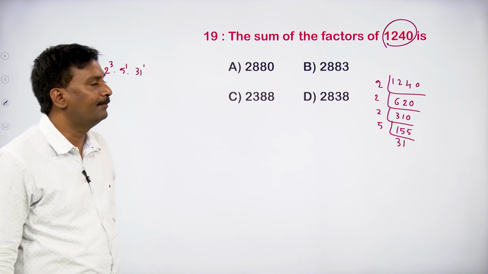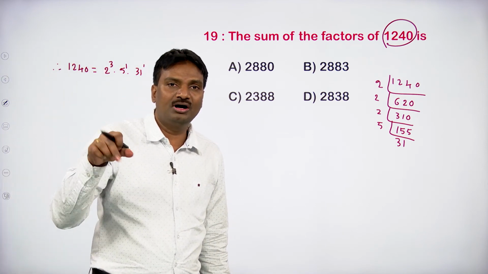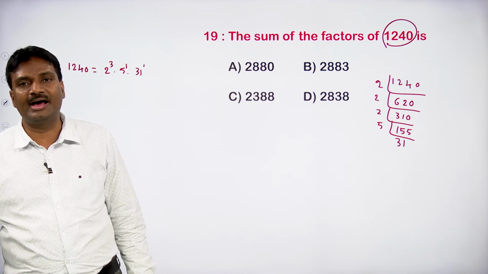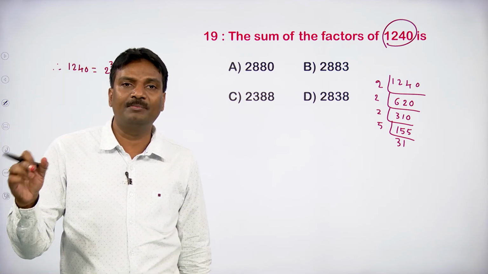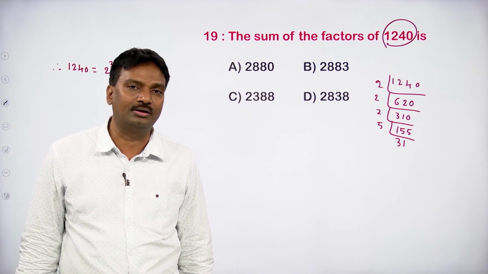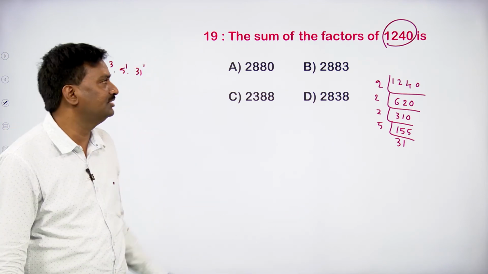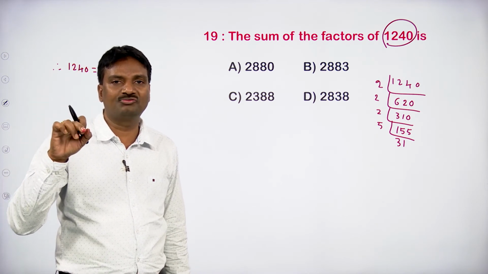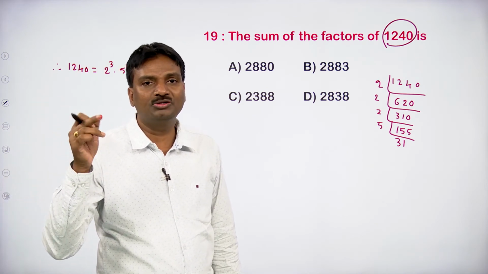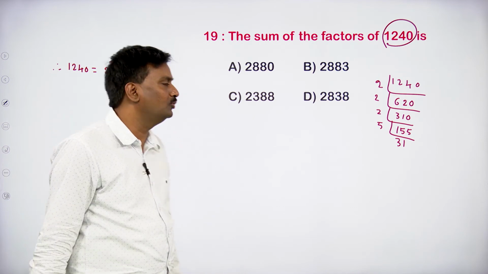We have to find the sum of the divisors. So we know the formula: (P1 power alpha 1 plus 1 minus 1) by (P1 minus 1) into (P2 power alpha 2 plus 1 minus 1) by (P2 minus 1) into so on. Or with respect to the given passage, (2 power p plus 1 minus 1) by (2 minus 1) into (3 power q plus 1 minus 1) by (3 minus 1) into so on.